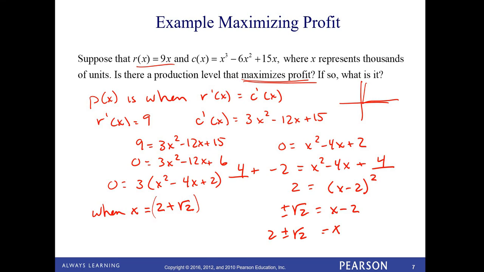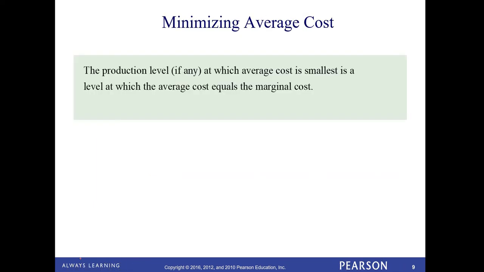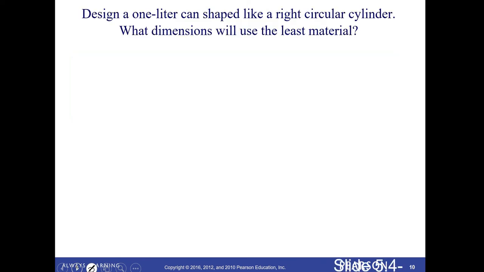Okay, let's look at one more example. Average cost is smallest at a level where average cost equals marginal cost. Another one that you might be asked to do, we're not going to do an example of that right now, but put that into your notes. We'll look at one later.